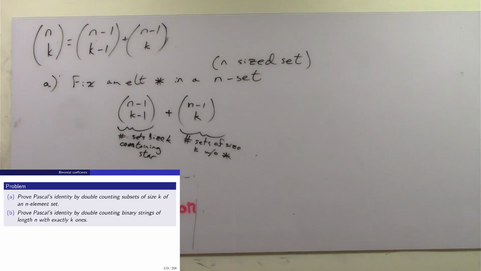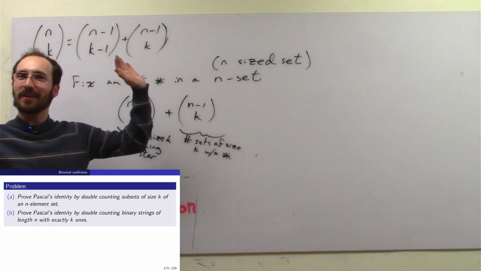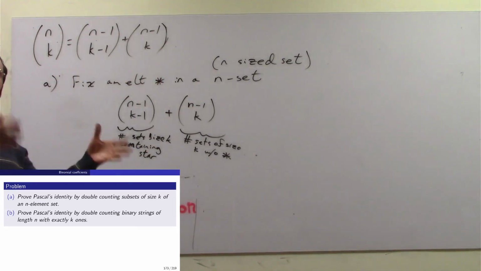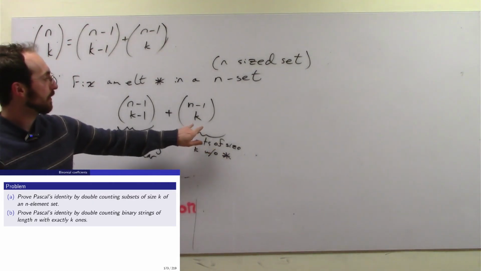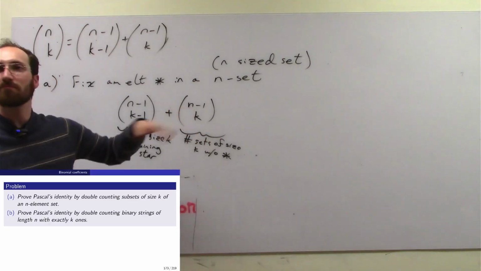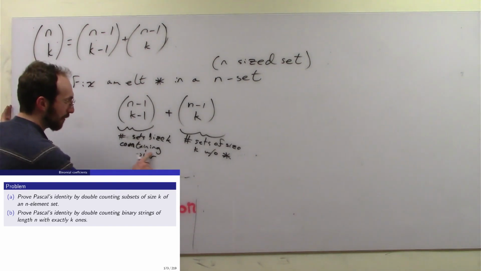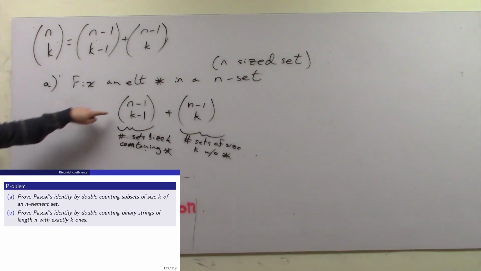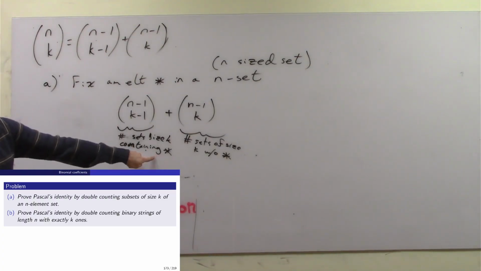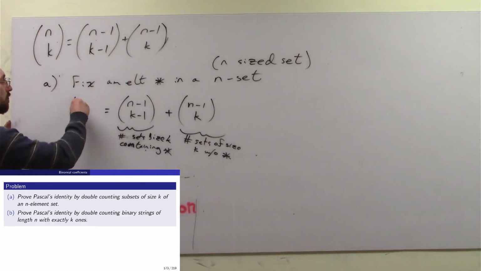There's n minus 1 things that aren't star. Exactly. There's n minus 1 things that are not star, and we need k elements in our set, and we don't have access to star. So we pick k things from the rest of our elements. I like that I wrote star in words here. That's perfect. Okay, fine. So we have the ones that contain it, and the ones that don't contain it. That's just all of our sets.